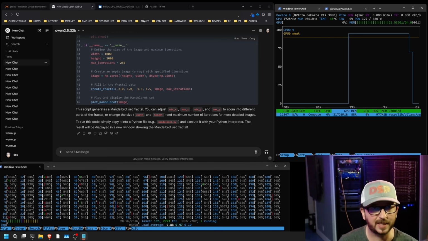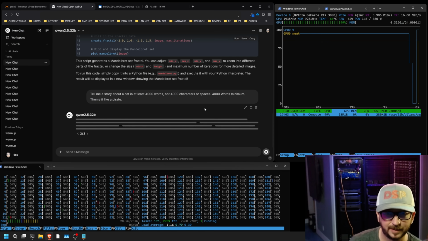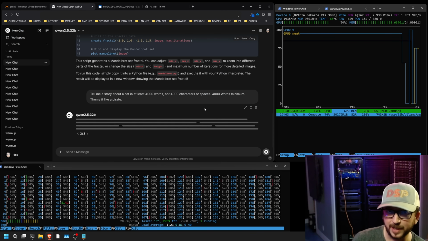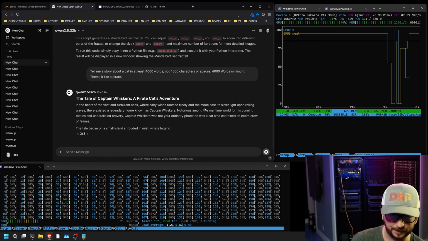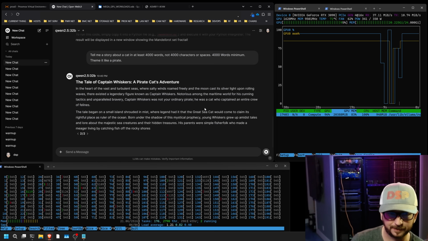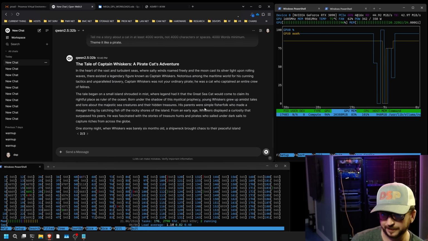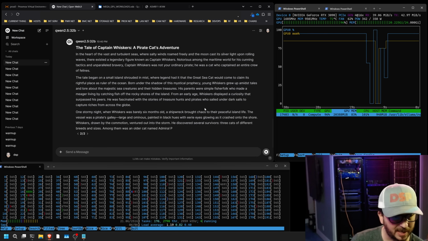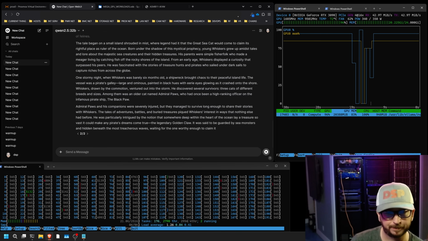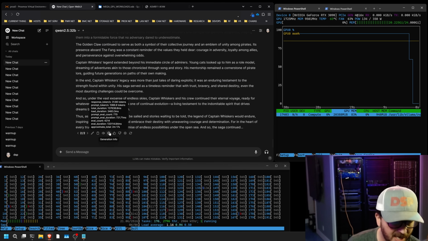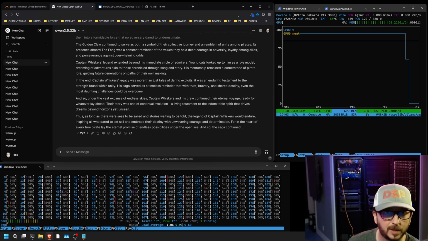And 34.62 tokens per second. All right, let's get our story that is 4,000 words about a cat themed like a pirate. And definitely hitting 4.8, it looks like 5 right there, gigahertz. And 31.66 tokens per second.